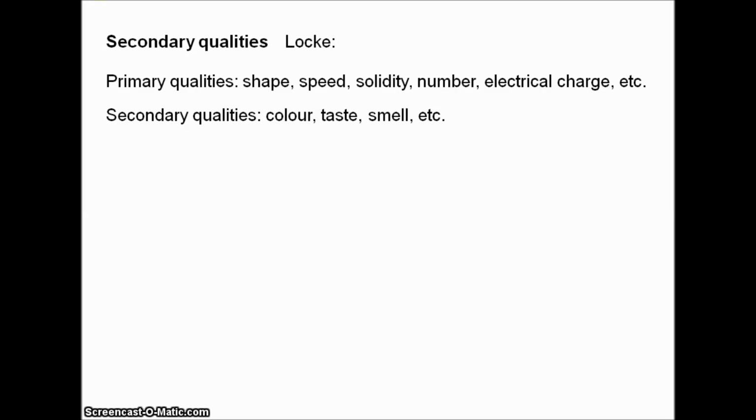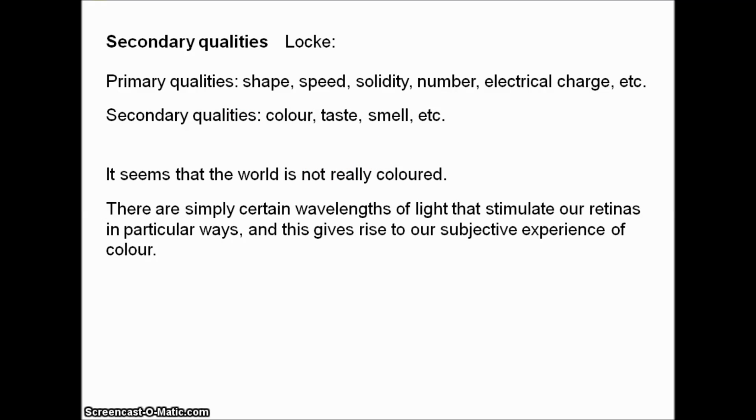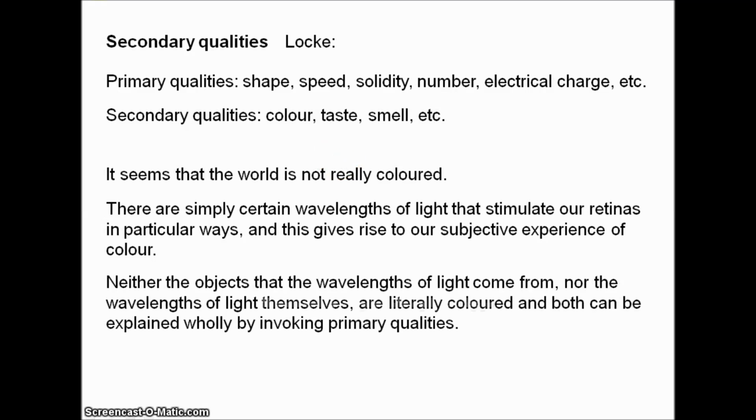So it seems, prima facie, that the world in itself is not really coloured. Rather, there are certain wavelengths of light which stimulate our retinas in particular ways, and this gives rise to our subjective experience of colour. But neither the objects that the wavelengths of light come from, nor the wavelengths of light themselves are literally coloured, and both can be explained wholly by invoking primary qualities. So that is, the wavelengths of light have only the properties of speed and frequency and so on, and the objects that they come from have properties of shape and number, etc.